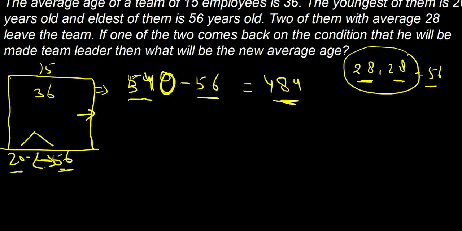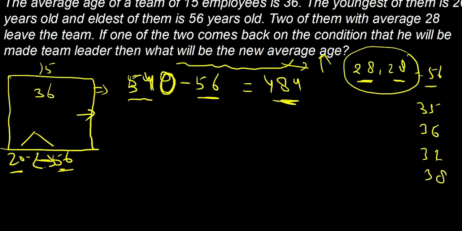Okay, in such questions it is also written which age you cannot have, which age cannot be the average. So I'm taking both the questions. Options I can remember, I think 35, 36 or 37 or 38 for this particular question, that what cannot be the new average age.